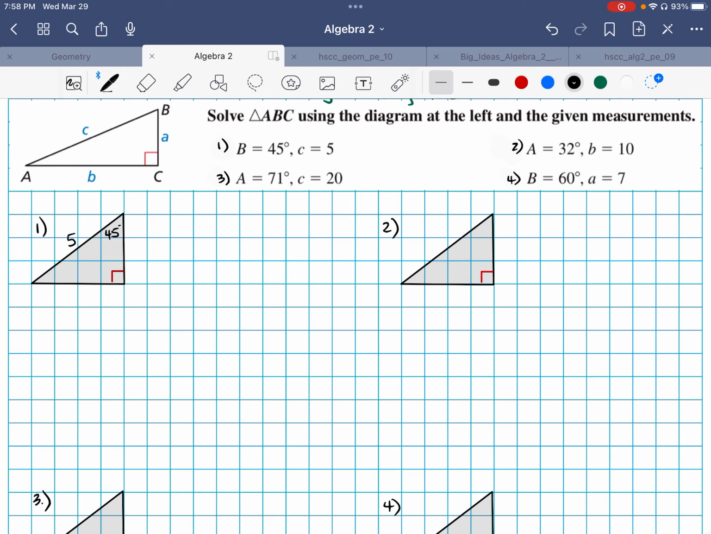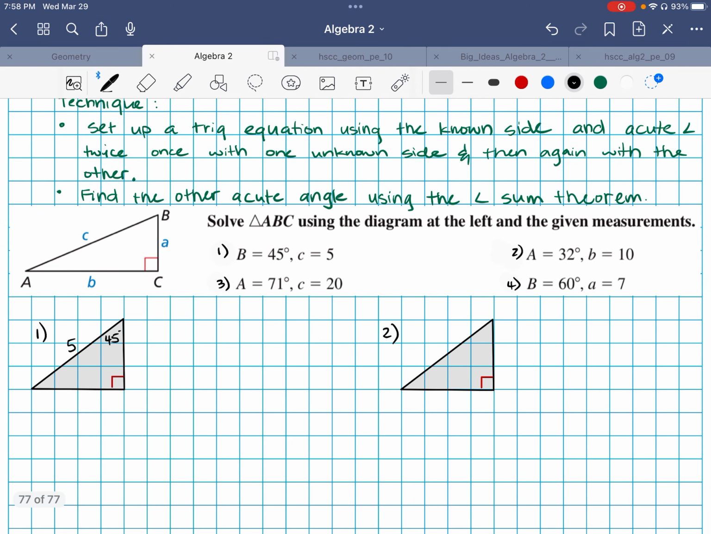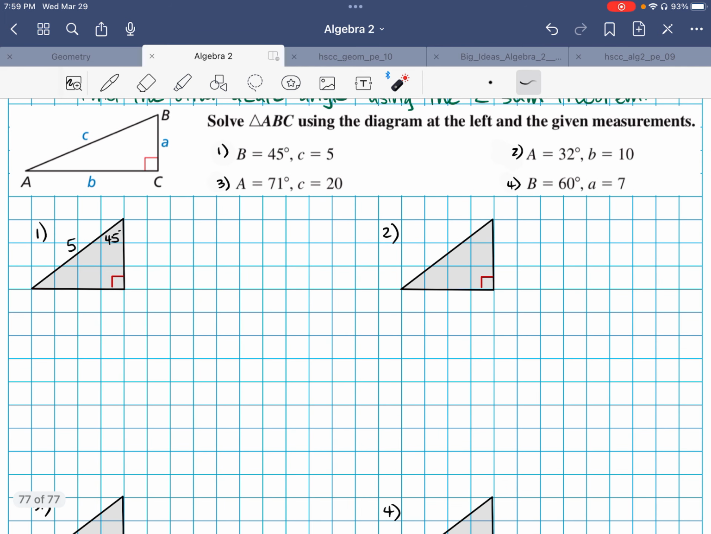Our job is now to find, as we go back in our notes, two things. We're going to find the first unknown side, and then we're going to find the other one. Then after that, we're going to find the acute angle. So in this problem right here, I know that we have two sides that are unknown to us. The two sides are B and A.